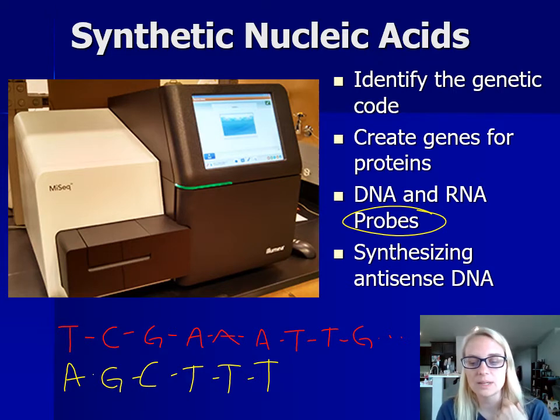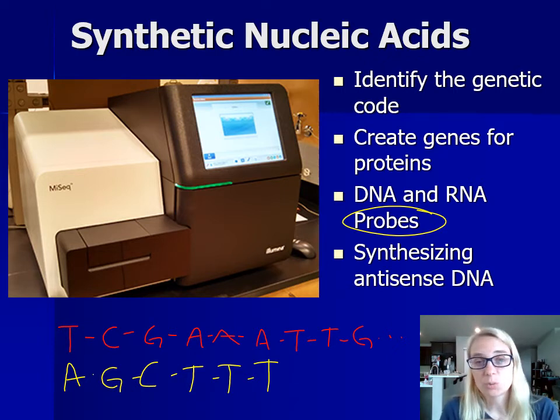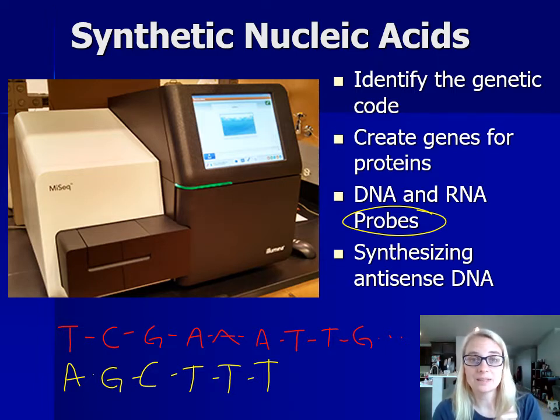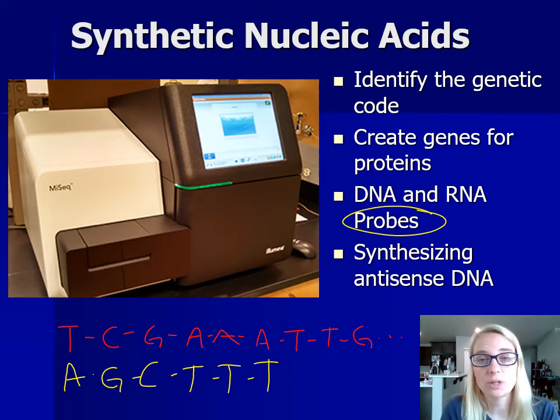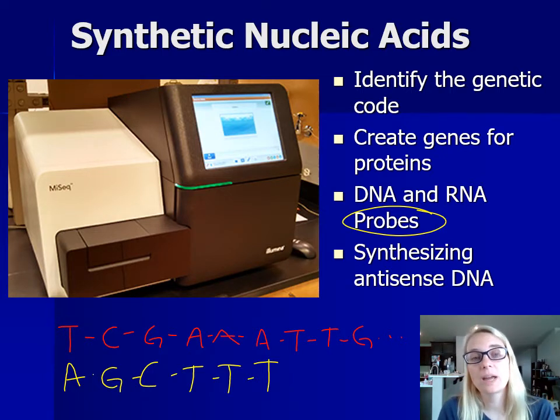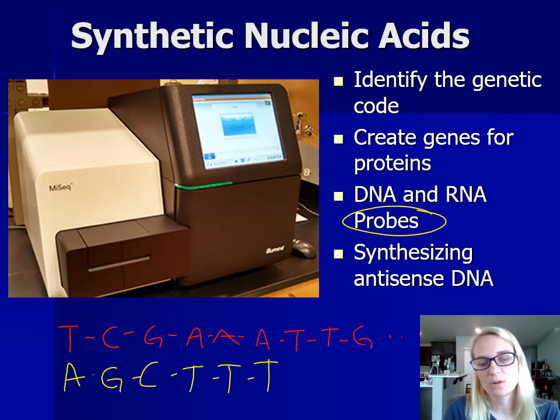And synthesizing antisense DNA is kind of the same thing, but we can use those for medical clinical applications. We'll see that when we get to antibiotics: some antibiotics work by putting in your body antisense DNA that is complementary to the RNA, which blocks transcription or blocks translation. So synthetic nucleic acids, that machine is probably multi-thousands of dollars. I don't know how much it costs, but it's probably really expensive.